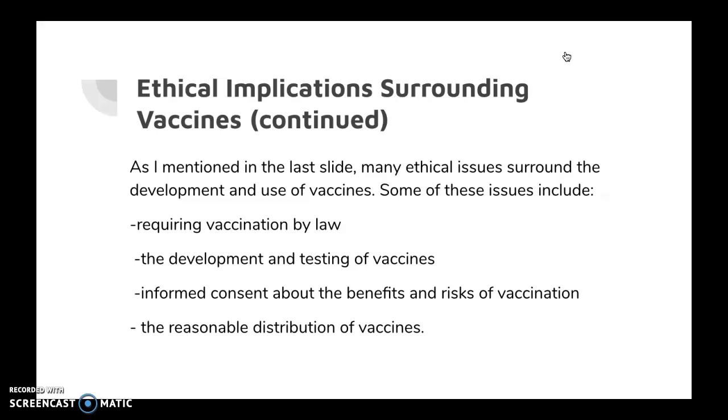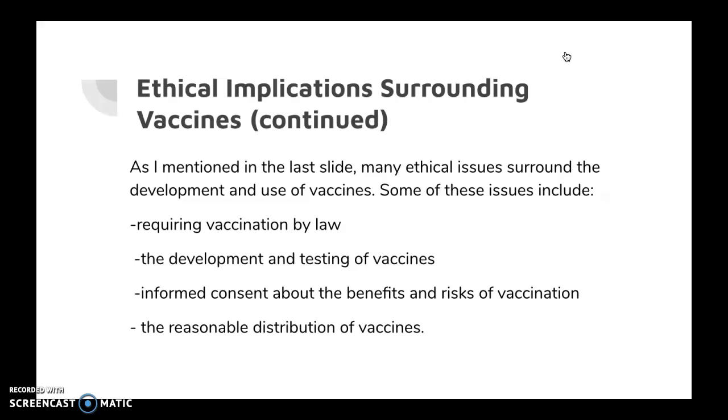Another one being the development and testing of vaccines. The proper amount of testing and research does need to be done to ensure the safety of these vaccinations. Third being informed consent about the benefits and risks of vaccination. Some questions with that being, should informed consent relating to the benefits and risks of vaccines be required prior to vaccination? Who should be involved in providing consent prior to vaccinations?